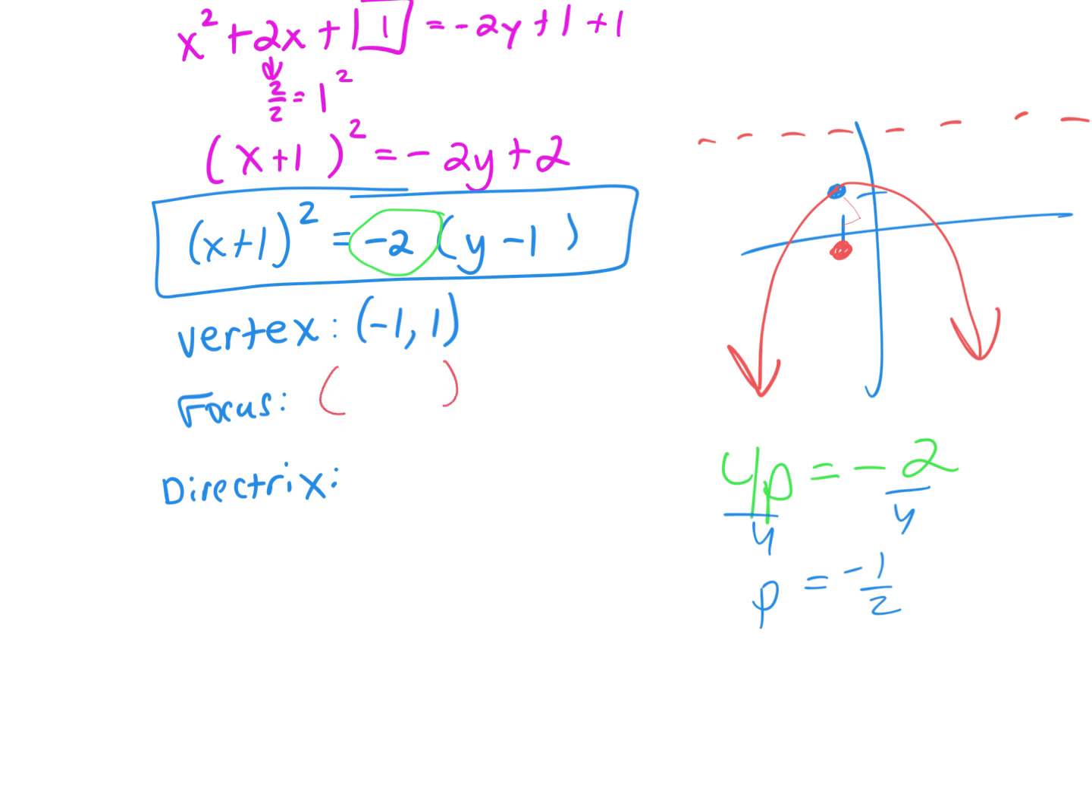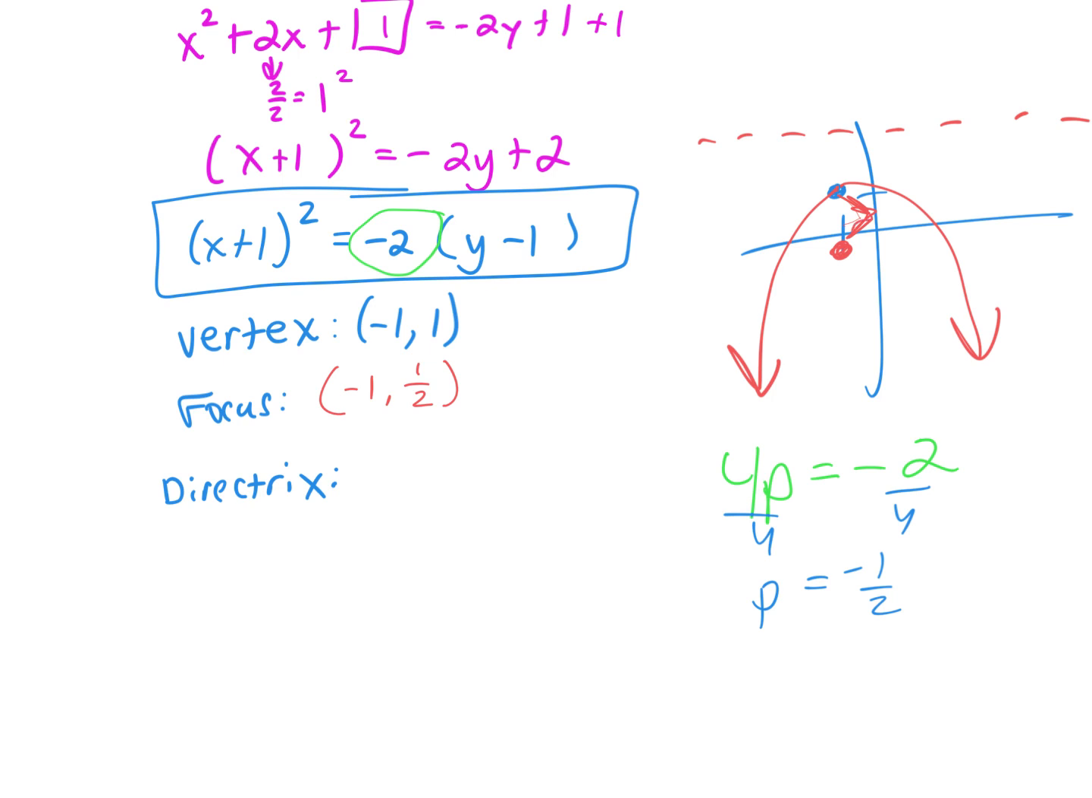So the point of the focus is not negative 1/2, 1. It's 1/2 below that. So what would I subtract 1/2 from? The x value or the y value? If it's moving down, the y value. Which value goes up and down? It's the y. So your focus is at negative 1 comma what? 1/2. It moved down a little bit.